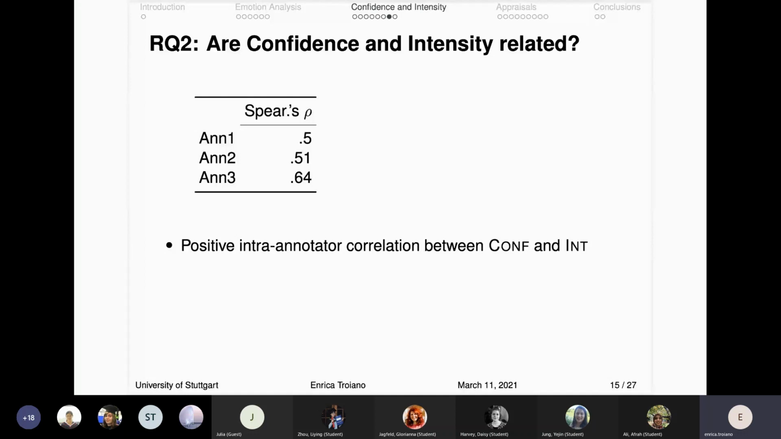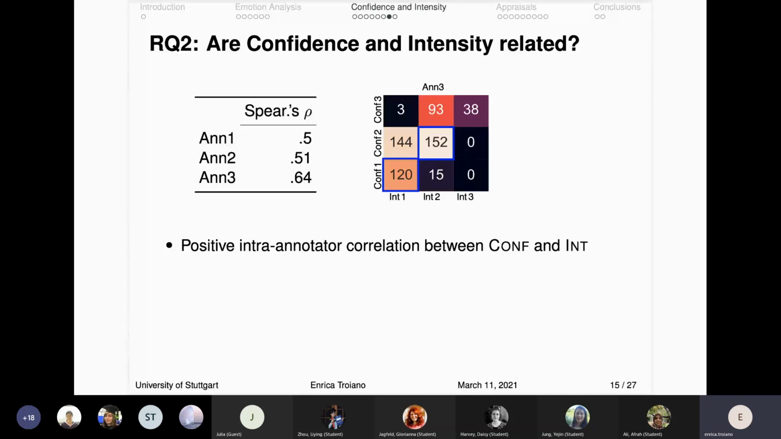And if you remember, we have a rating for confidence for all those items for which we have also a rating for intensity. These numbers tell us that there is a strong positive correlation between confidence and intensity for all annotators. But we can also have a better look at what is going on here. We can have a look at how many items an annotator rated with a certain level of confidence and with a certain intensity. The way we read this heat map is pretty straightforward.